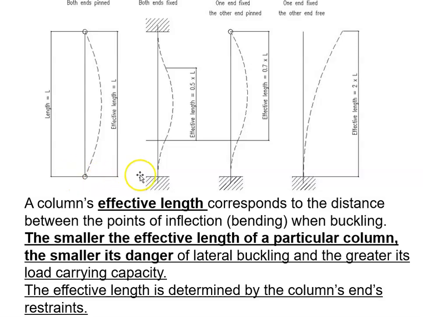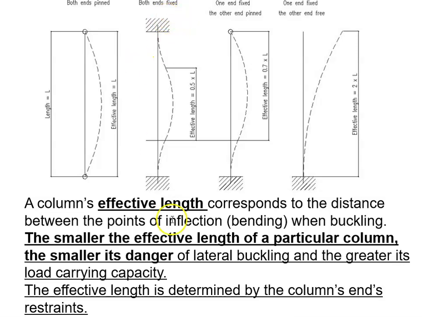Right here is the floor, across the bottom. Here is the ceiling, or the top of the column, across the top. So we have 4 columns, 1, 2, 3, and 4. Here, this is telling us that the effective length equals L for this column, and that is the height from the top to the bottom. Here, both ends are pinned, and that is the benchmark, because L is just L.